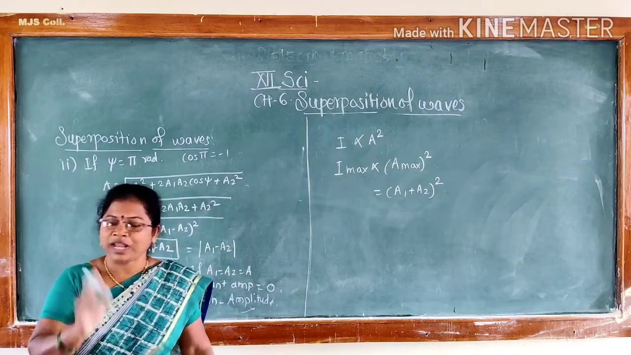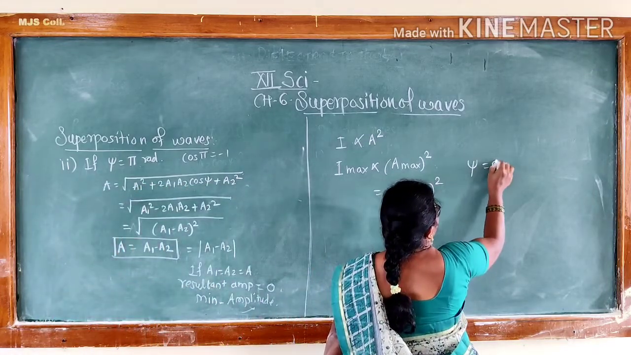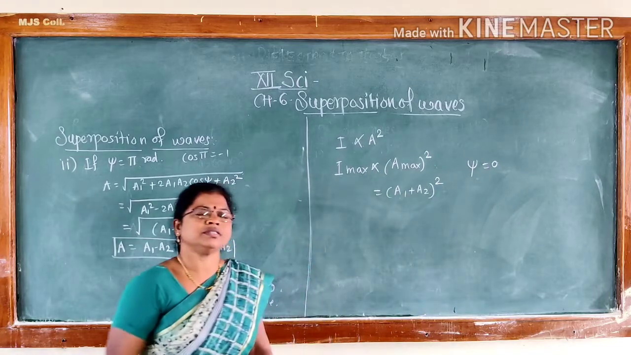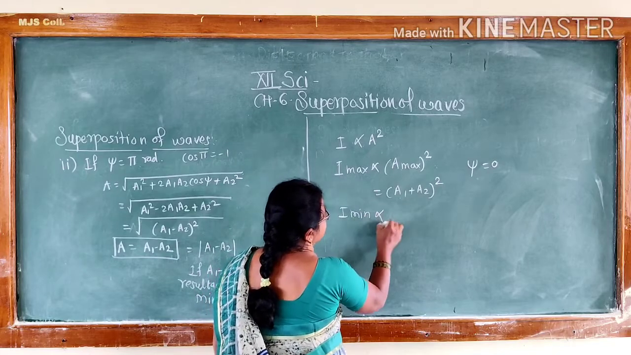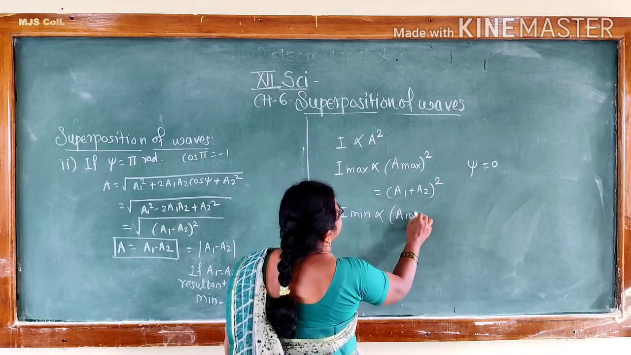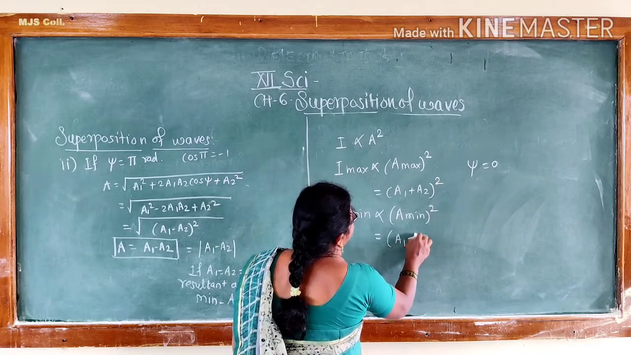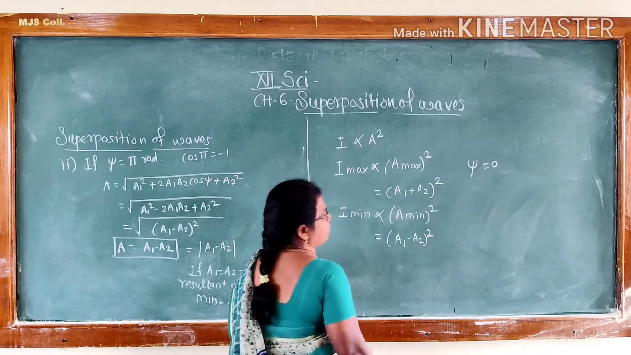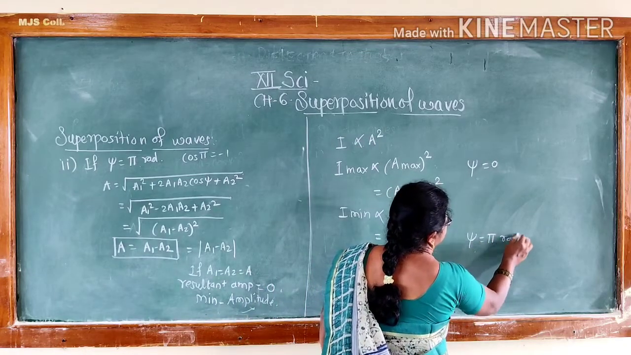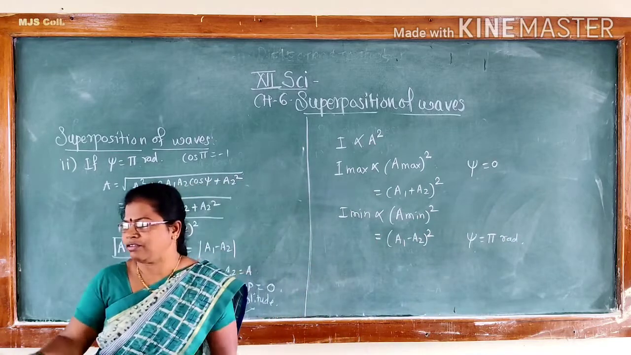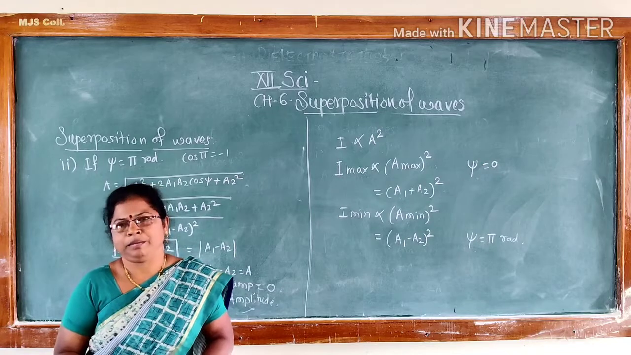When is it possible? When psi is equal to 0, that means phase difference is equal to 0. Intensity minimum is directly proportional to amplitude minimum bracket square, that means it is equal to A1 minus A2 bracket square. When is it possible? When psi is equal to pi radian. Okay, so these are the values of intensity maximum and intensity minimum.